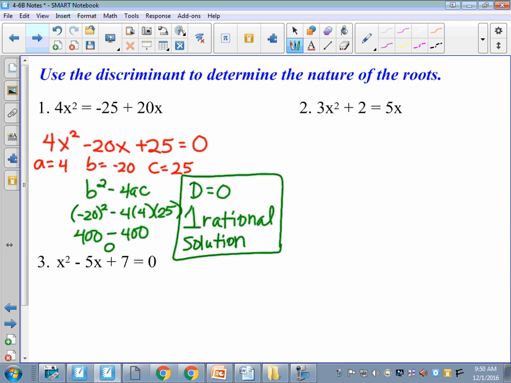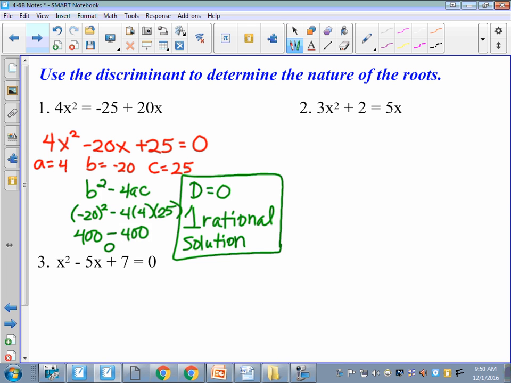So when you do your homework for this, you're going to give me the value of the discriminant, which was 0. You're going to show me the formula, b squared minus 4ac. You're going to plug in the numbers, substitute, and then you're going to simplify. And then you can answer and interpret what you find.